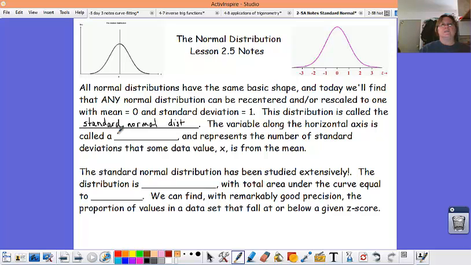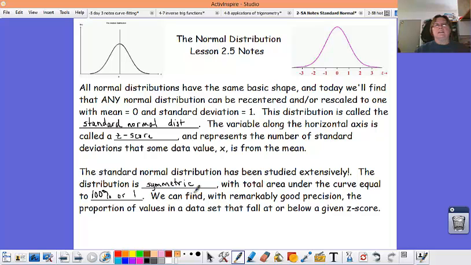The horizontal variable is called a z-score, and what that stands for, again, is the number of standard deviations that some data value is from the mean. Folks, this distribution has been studied all over the place because many things in nature act this way, where lots of them cluster around a central measure, but some are at the lower end and some are at the higher end. So that distribution is totally symmetric, which makes it nice to work with. And the total area under this curve is equal to 100% of the data in theory, or another way of saying that is 1 if you move the decimal point 2 places.